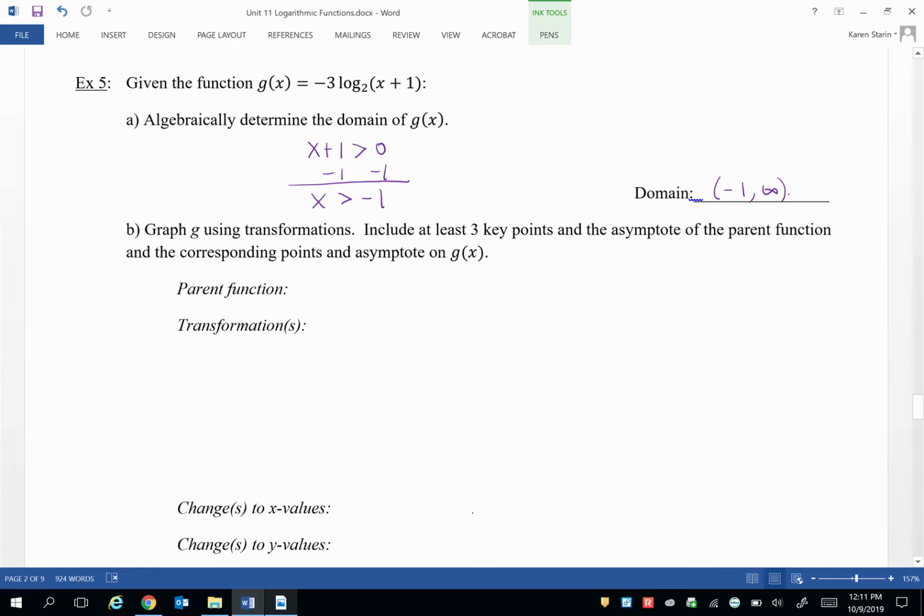Now we're going to graph g using transformations. So let's first identify our parent function. We'll just strip this transformed equation down to log base 2 of just x. So listing the transformations, the leading negative symbol is a vertical reflection. You could simply end there because a vertical reflection implies it's over the x-axis, but just to be abundantly clear, let's just say about the x-axis.